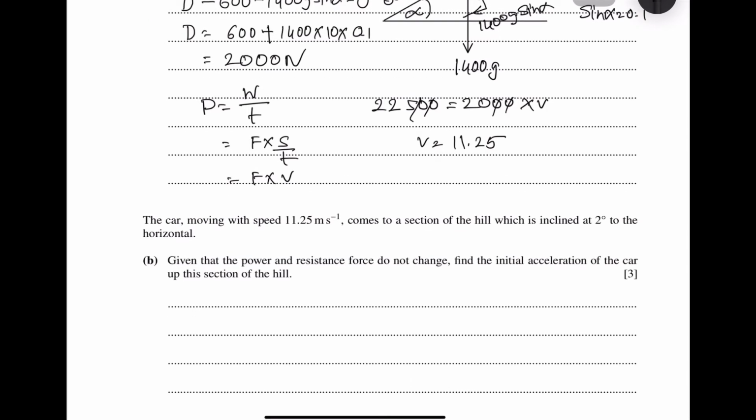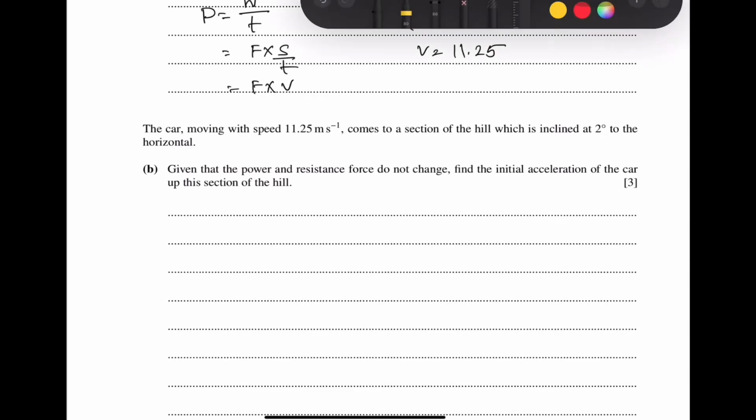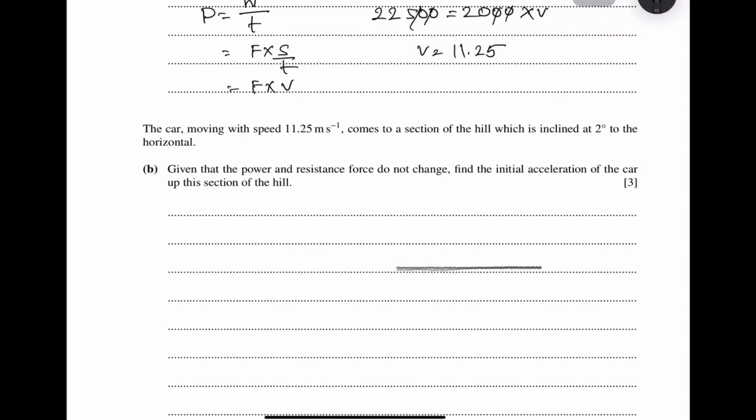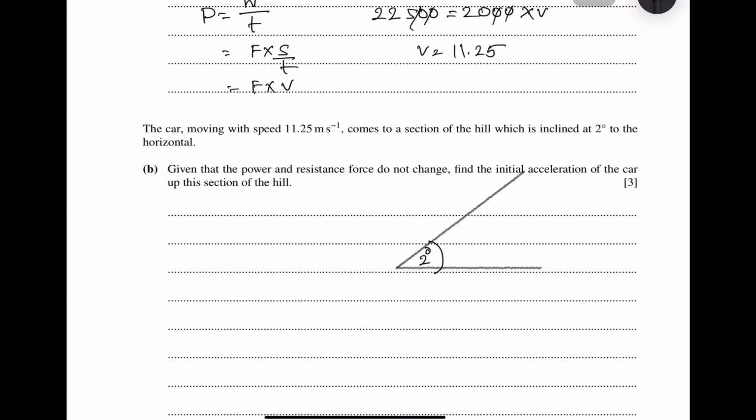The car is moving with speed 11.25 meter per second, comes to a section of a hill which is inclined at 2 degree to the horizontal. Okay, so let me, this is 2 degree, and then it's moving with the speed 11.25 meter per second.